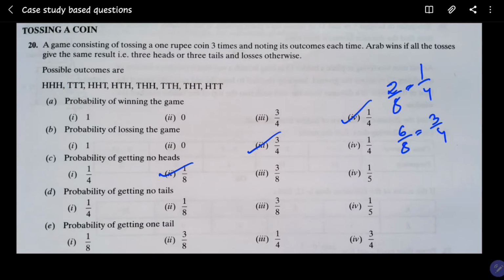Fourth question, what is the probability of getting no tails? Here also no tails in the sense, in the possible outcome, H should be there without any T. So in that way only one possible outcome is there. So that is why 1 divided by 8 is the required probability. Last question, what is the probability of getting one tail? So here you can see I am marking 3 outcomes which are having only one T. That is why the required probability is 3 divided by 8.